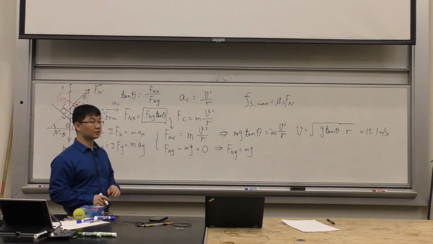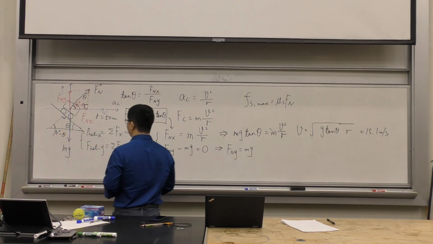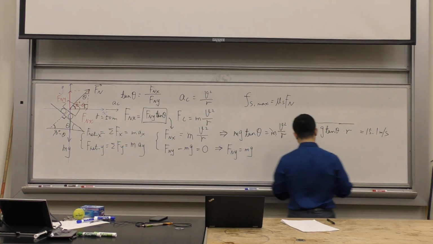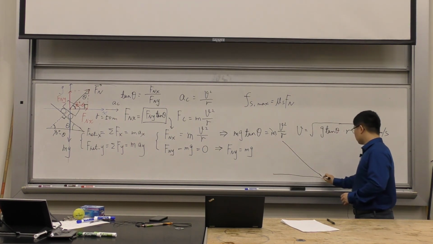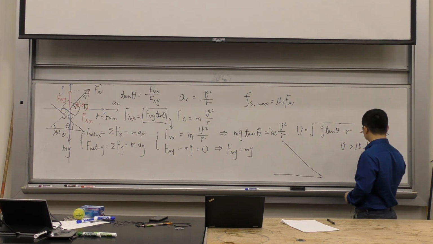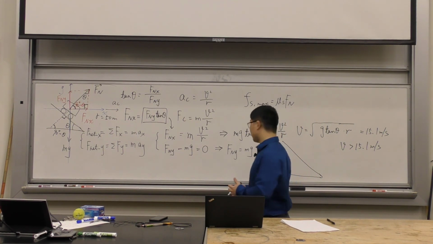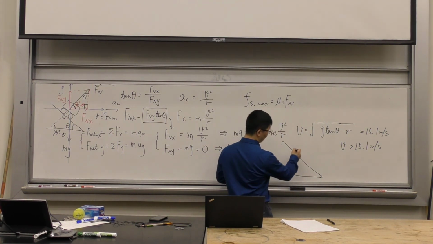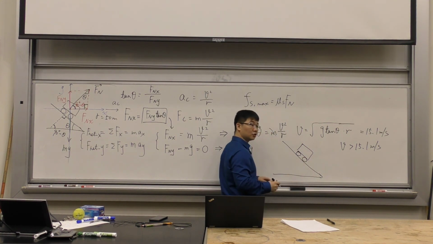Now let's take a look at a case. If I want this car, now I'm going to redraw it. So let's say I'm going to drive this race car with a speed even larger than this. I can still make this turn, but then I'm going to need friction and the normal force in order to provide the centripetal force.